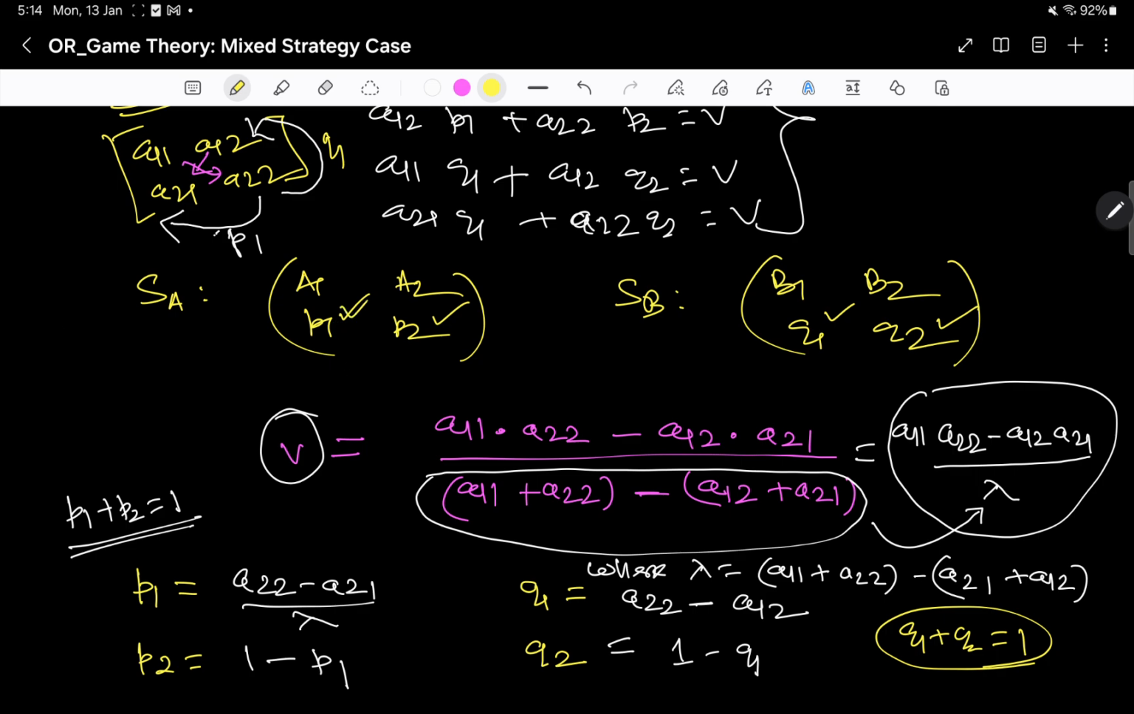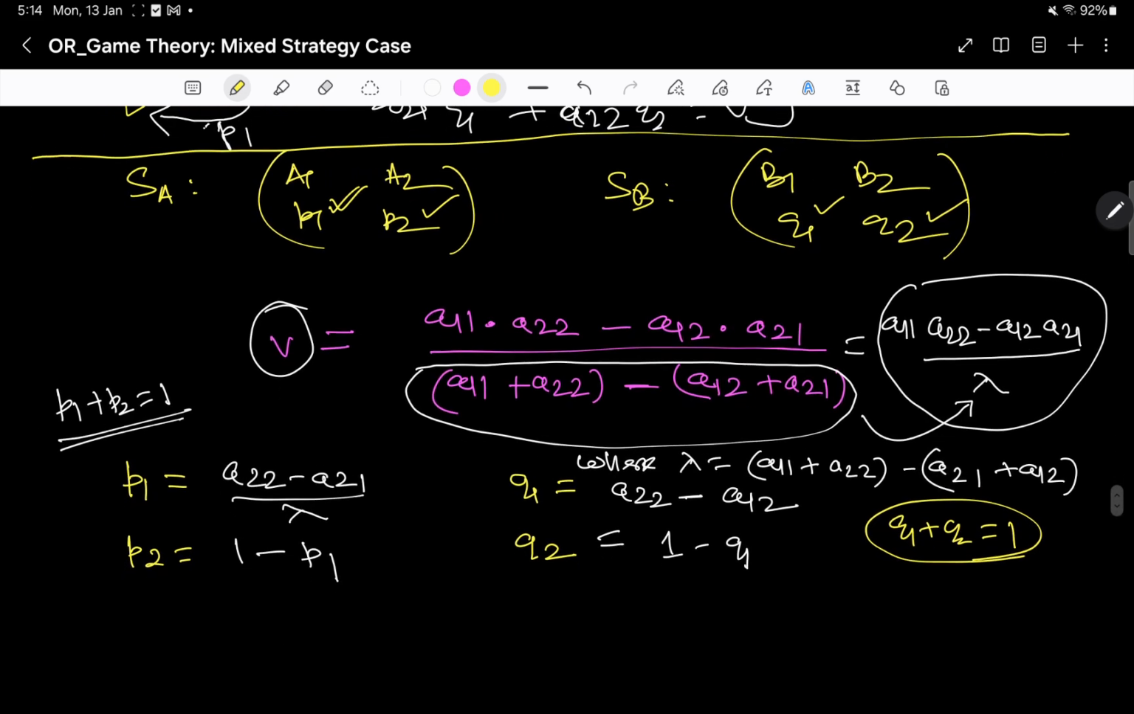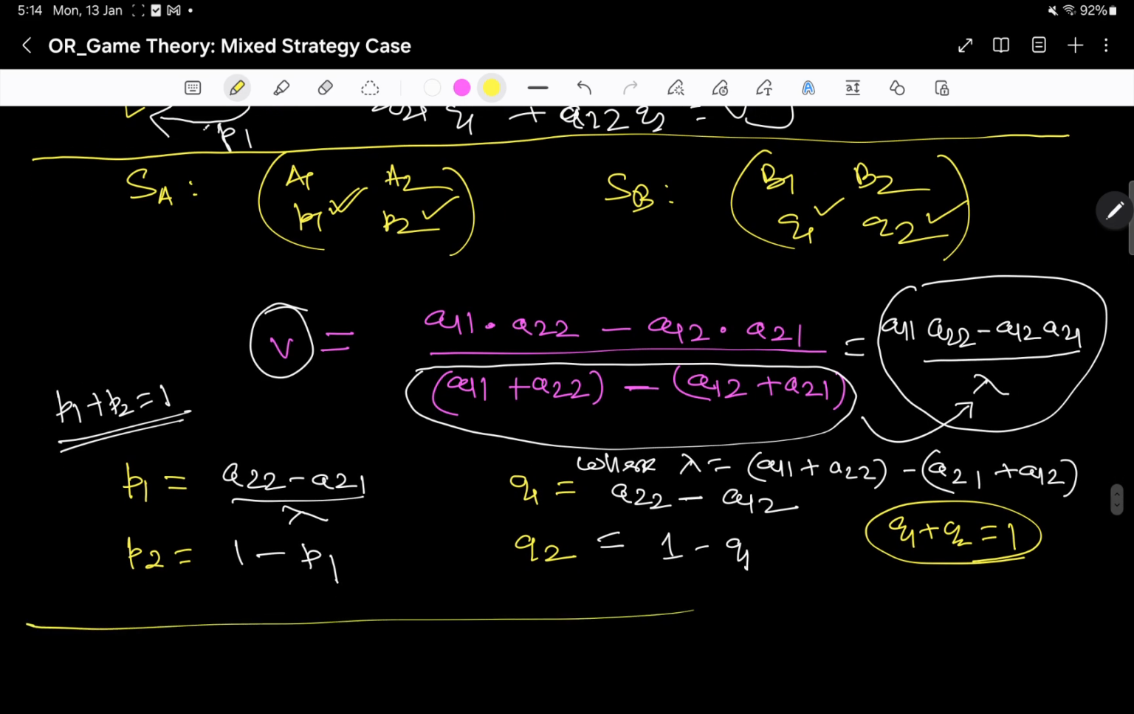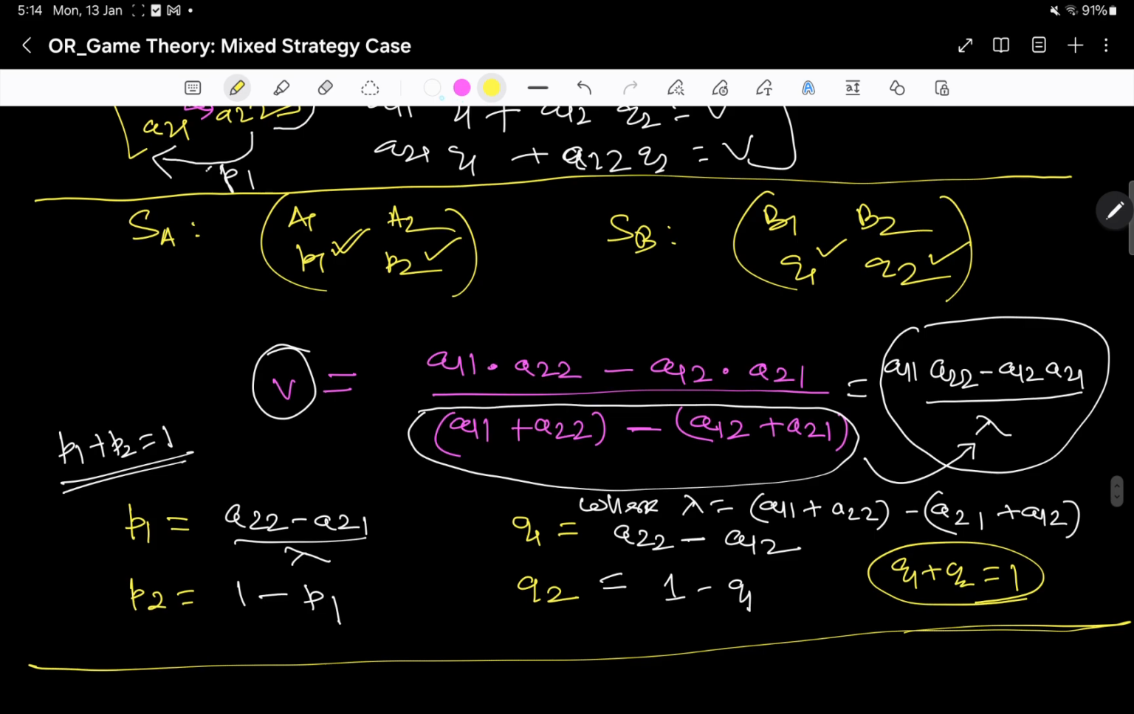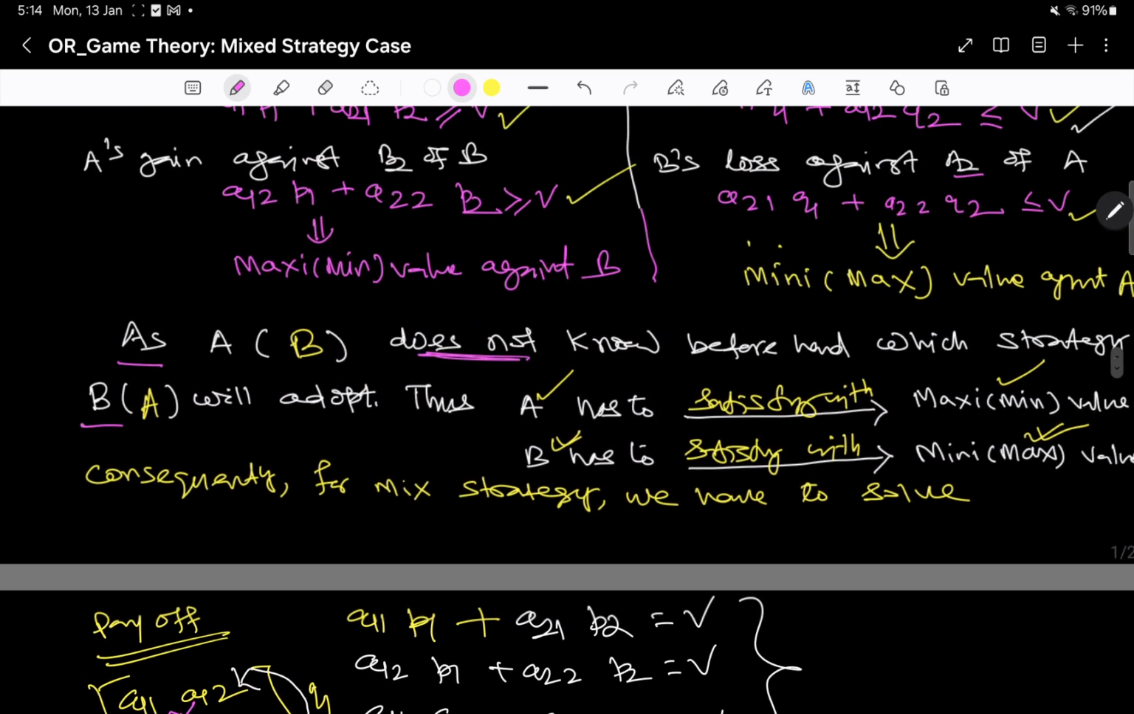So what is P1, what is P2, what is Q1, Q2, and what is V? If you are asked to find the mixed strategy case, we just remember these. This is my necessary formula. For solving the problem, we just need it.